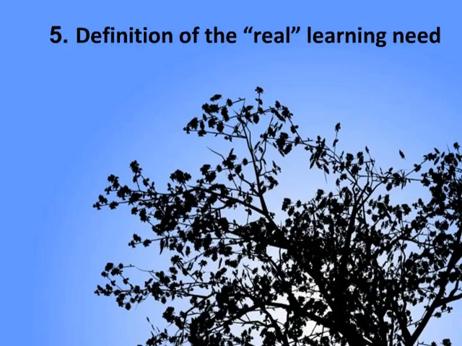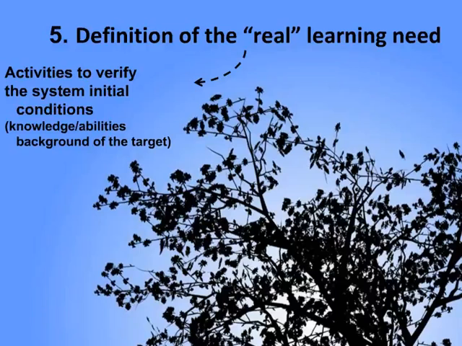The objective of the last phase is determining in a rigorous way the real learning need related to some members of the organization. For this purpose, the analysis foresees some activities to verify the system initial conditions, that is, the knowledge, abilities, and background of the target. At last, the real learning need can be described through the representation method of the learning objective tree.